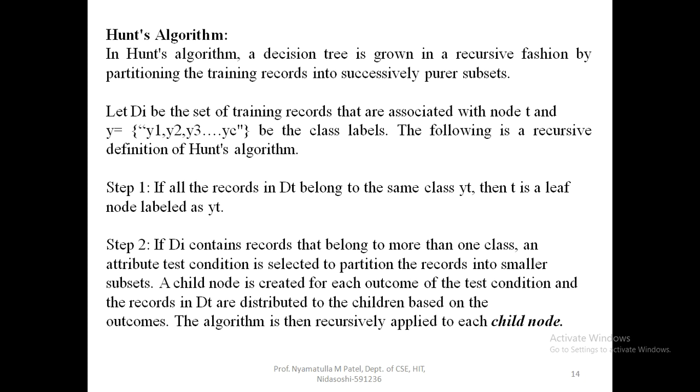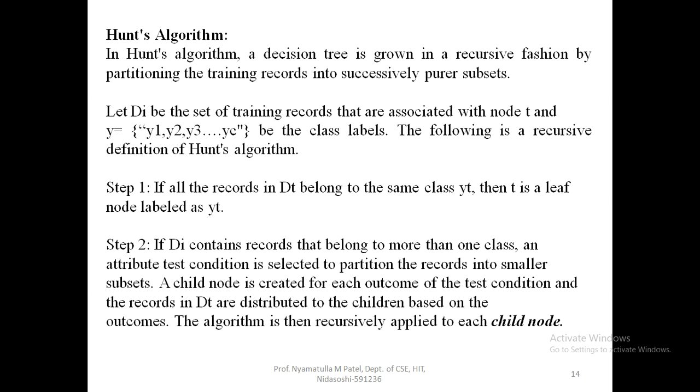Now, the following is a recursive definition of Hunt's algorithm. If all the records in D_t belong to the same class y_t, then t is a leaf node labeled as y_t. That is, if all the training records that belong to a particular node belong to only one class, then that node is a leaf node labeled as y_t.